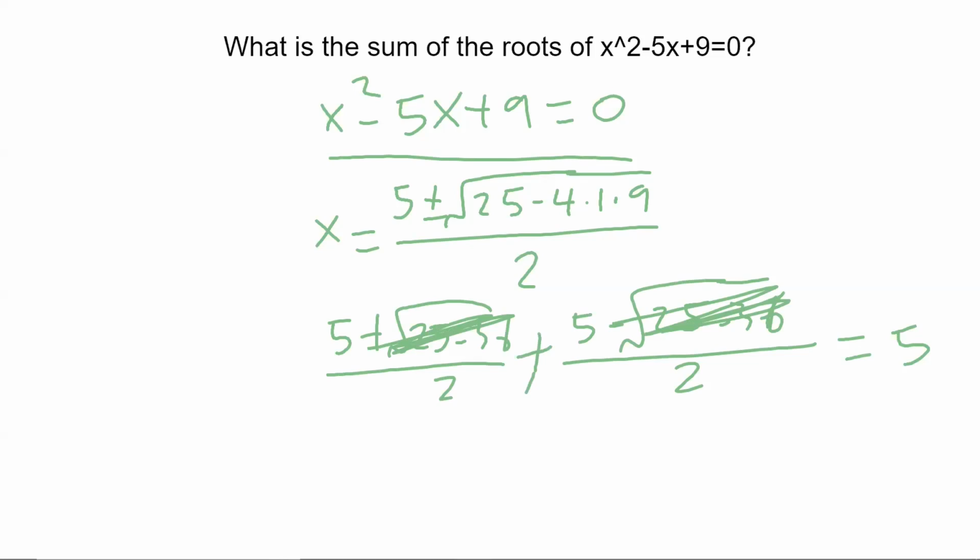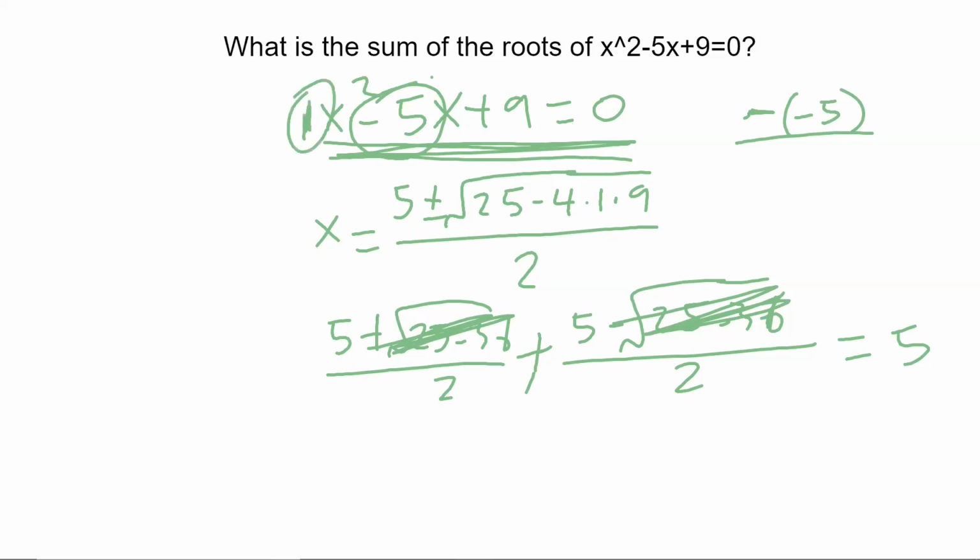But I want you guys to be comfortable with just simply looking at this and being able to tell. So remember that for quadratics, the sum of the roots is always going to be the negative of the second term. And the second term here is -5. So negative of -5 divided by the first term, which is 1. And so that's equal to 5.